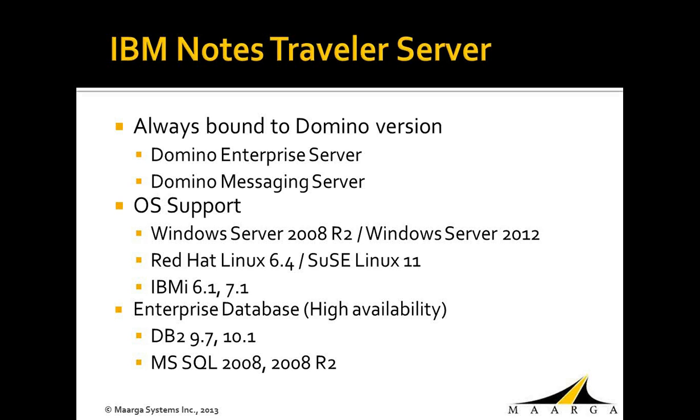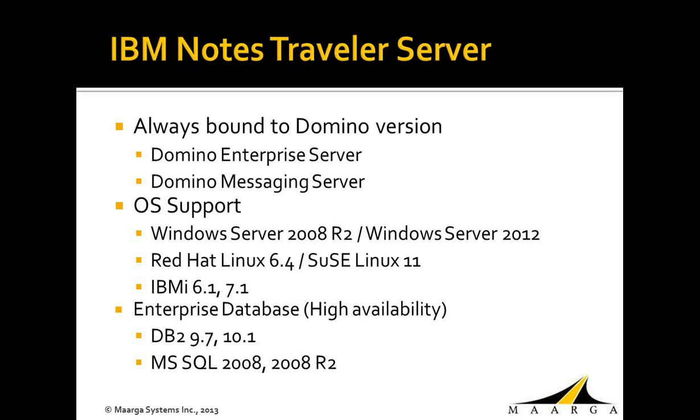Fix packs and upgrade packs don't matter, but the major Domino version has to be the same as the Traveler server version. And you can deploy IBM Notes Traveler on Domino Enterprise Server as well as Messaging Server. As far as the OS, the Domino and the Traveler component can run on Windows Server 2008 or Windows Server 2012, and Linux, Red Hat Linux 6.4 and SUSE Linux 11, and IBM i 6.1 and 7.1.